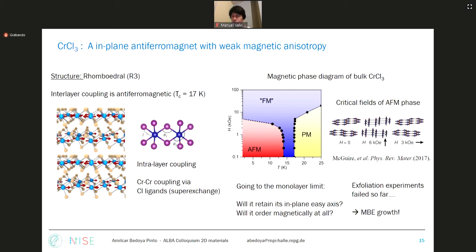But our question was, if we go to the monolayer limit, because we will get rid of the interlayer exchange, whether this one monolayer of chromium chloride will retain this ferromagnetic-like fashion in the first layer, or whether it will not order magnetically at all, because we are now in the two-dimensional regime. Another important piece of information is that the exfoliation community could not achieve so far the isolation of a stable chromium trichloride monolayer.